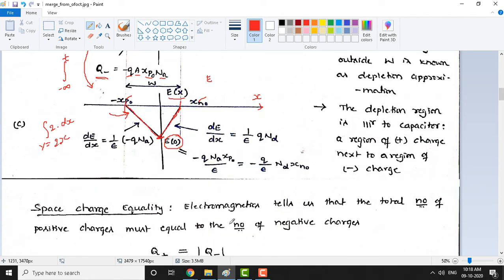Now, in a quick review, you are seeing the equations here. E of 0 is nothing but, we'll show how you get this equation. This is the E of 0 equation. The field at the middle of the junction is given by minus q Na xp naught divided by epsilon. Remember that there is an epsilon term here.